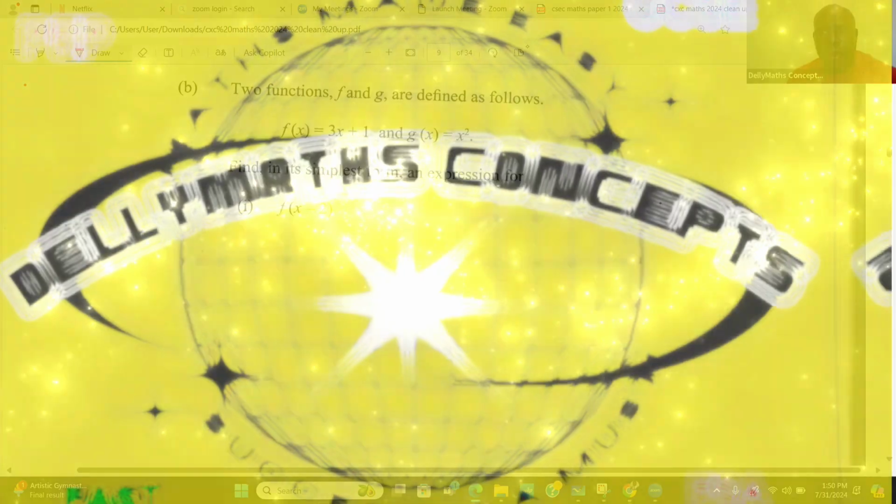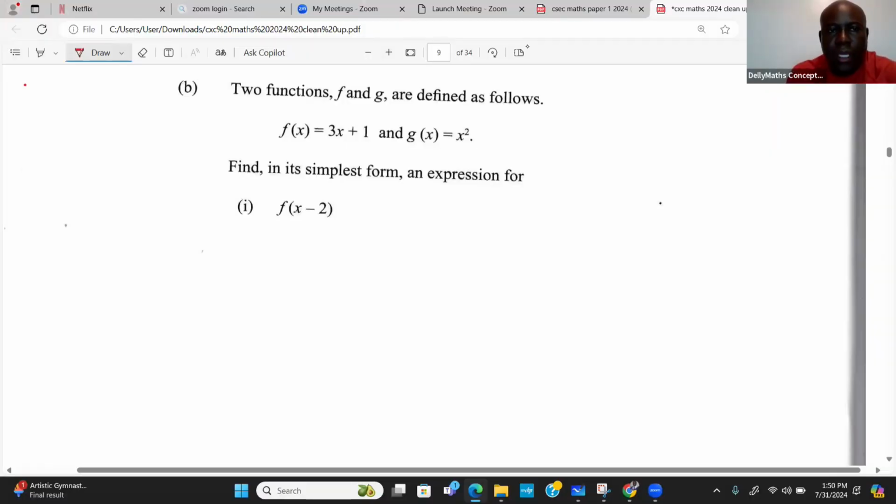Looking at functions, the CXC type question. It says two functions f and g are defined as follows. f of x is equal to 3x plus 1, and g of x is equal to x squared. So it says find in its simplest form an expression for f of x minus 2.